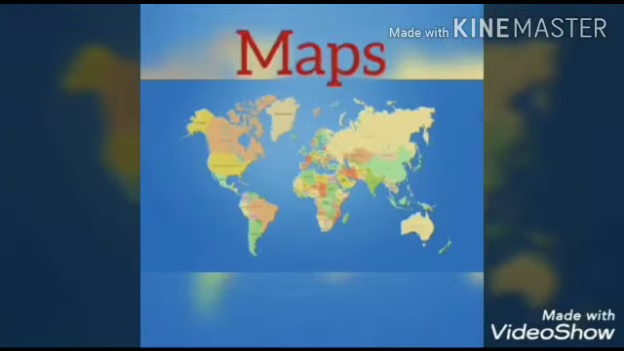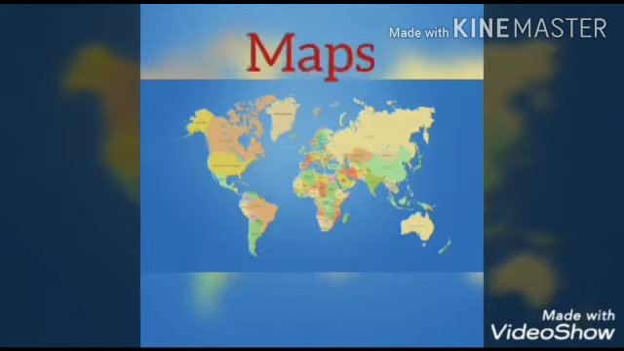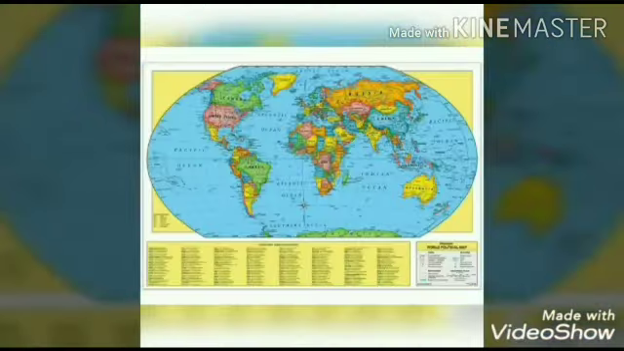A map is a drawing of the whole or a part of the earth on a flat surface. Maps are of many kinds. Small maps can be pasted in the book, folded and kept in our pocket. Sometimes we use large-size maps and hang them on the walls. These are called wall maps. A book of maps is called an atlas.